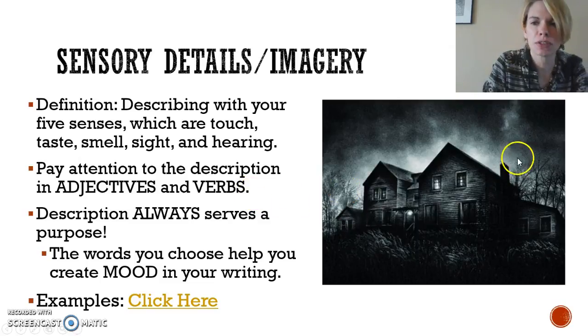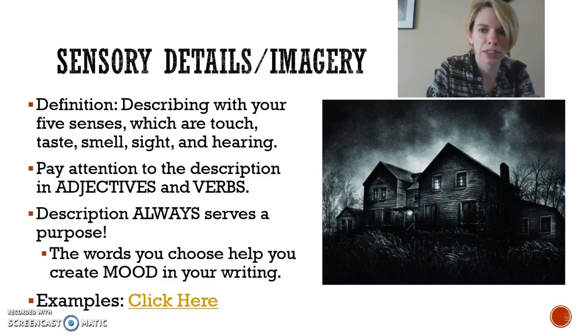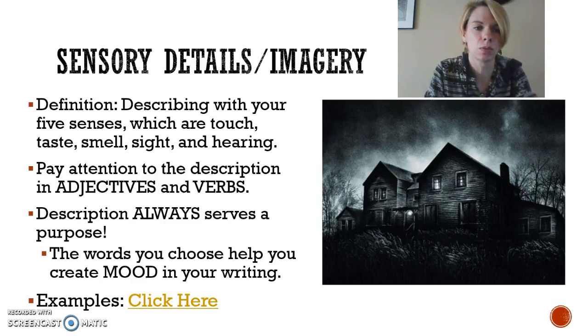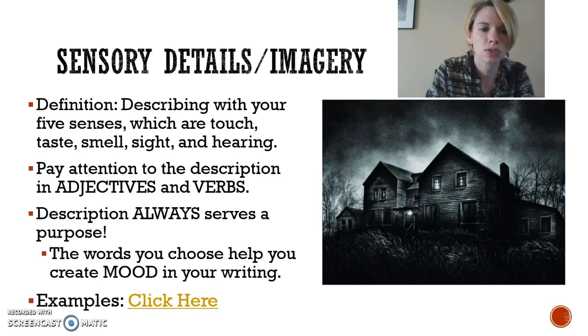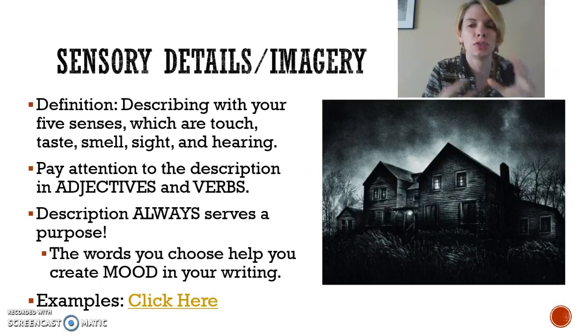So let's start with sensory details and imagery, because again, this is going to be in pretty much every narrative that you read. Definition: describing with your five senses, which are touch, taste, smell, sight, and hearing. So you're describing what you see, what you feel, what you smell in your writing. Pay attention to the descriptions in adjectives and verbs. Adjectives and verbs usually drive a lot of description. So that's where you're really going to hone in on sensory details.